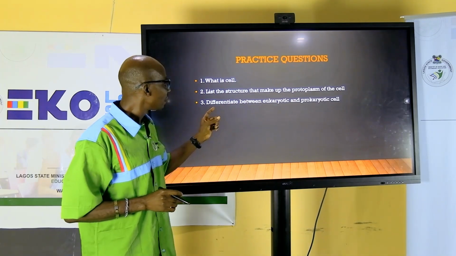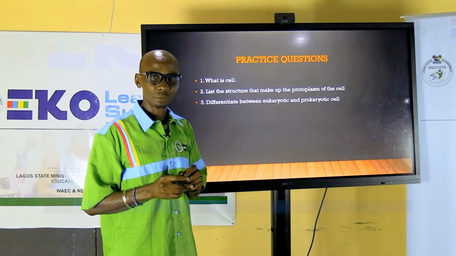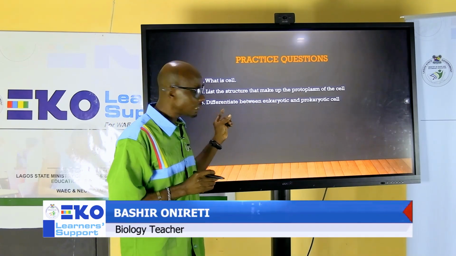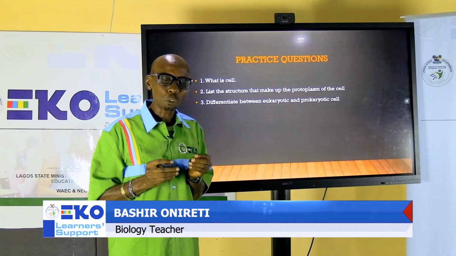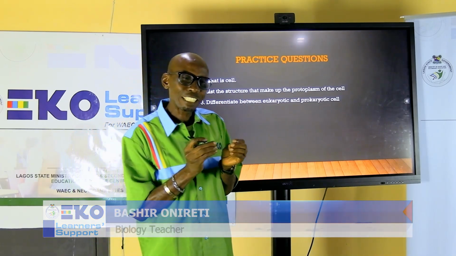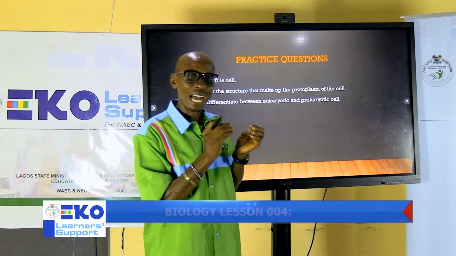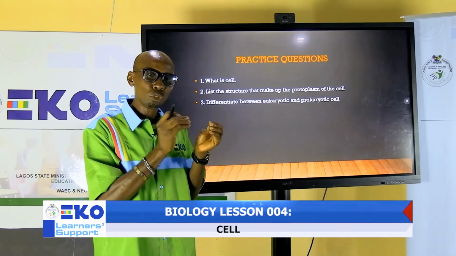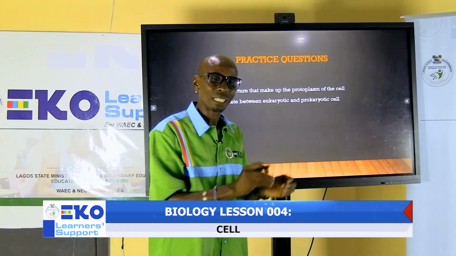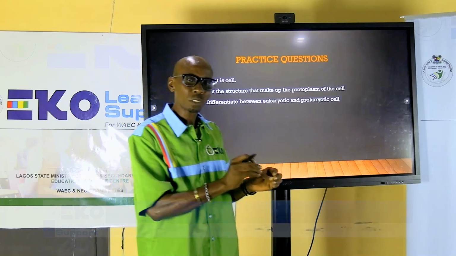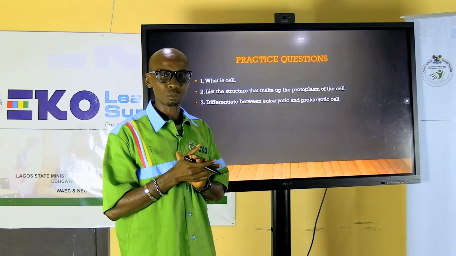The next one is, differentiate between eukaryotic cell and prokaryotic cell. Differentiation means write a small sentence for each of them. Eukaryotic cells are cells in which nucleus and organelles are present, while prokaryotic cells are cells in which nucleus and organelles are absent. That is a straightforward definition.